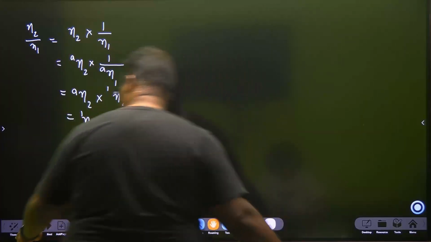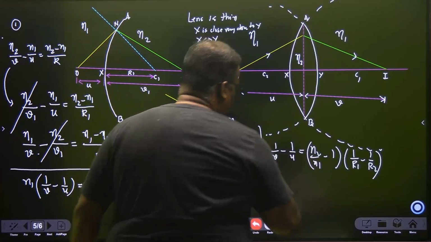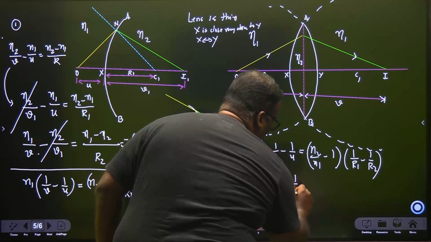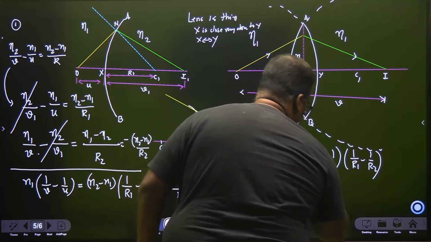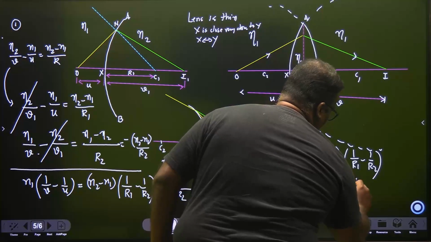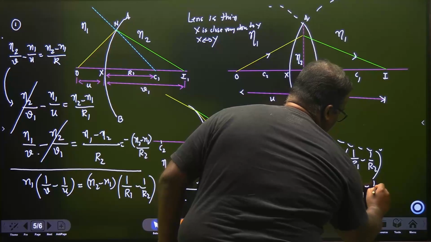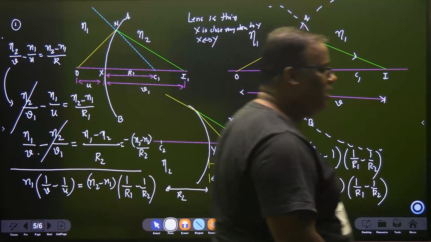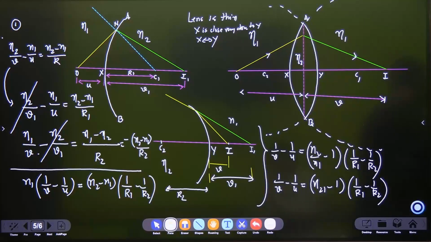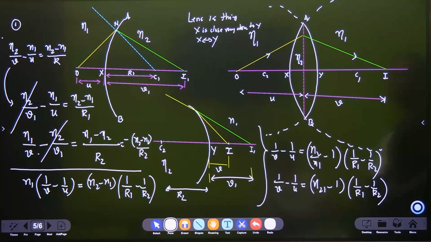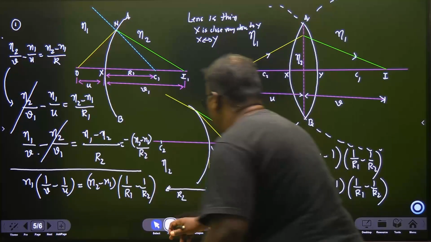So I go back to my slide and I write this formula as 1 upon v minus 1 upon u is equal to eta 2 1 minus 1 times 1 by R1 minus 1 by R2. Children, this is my lens formula, or lens maker's formula, right? Now just give one common thought.